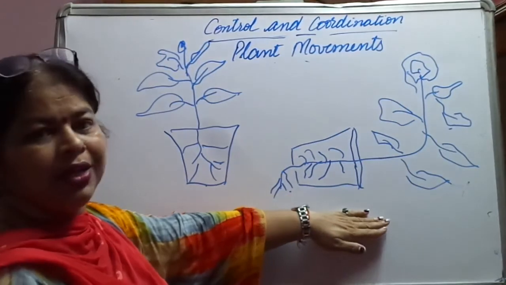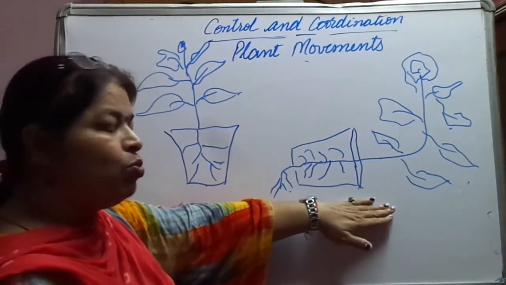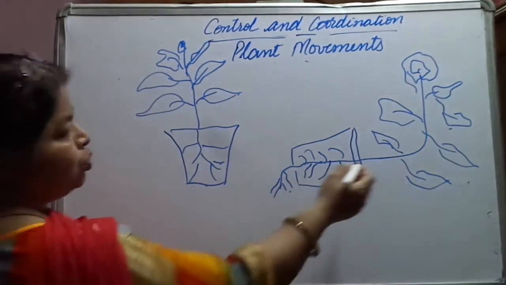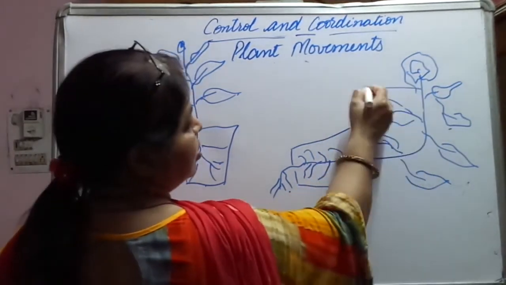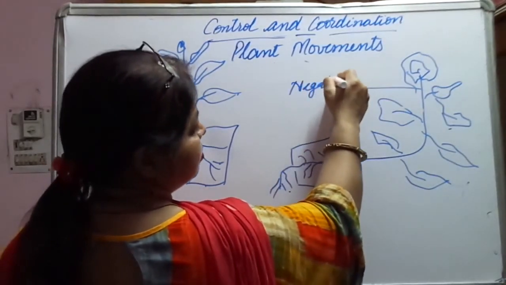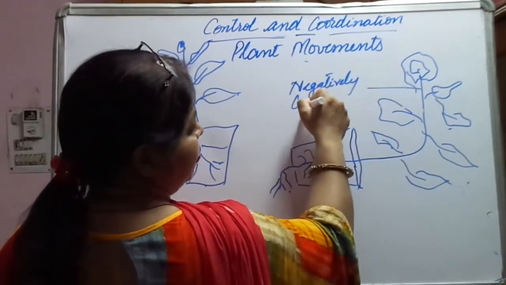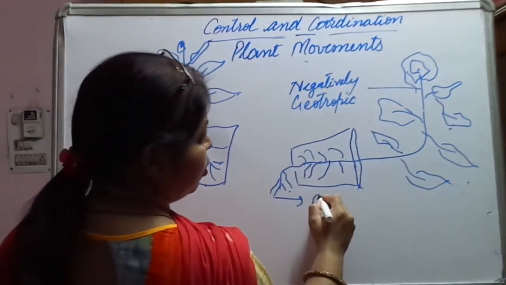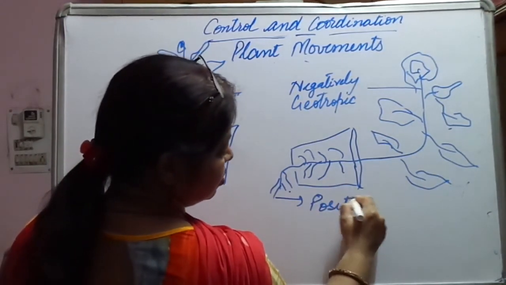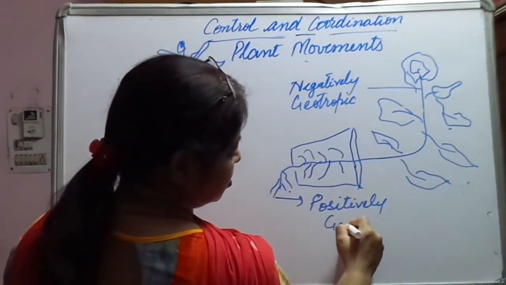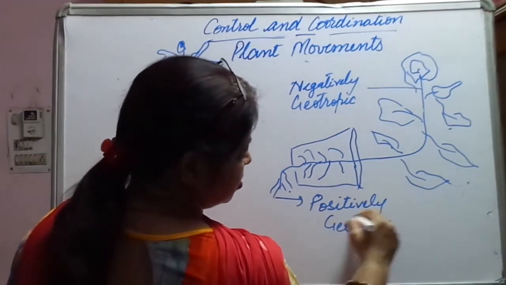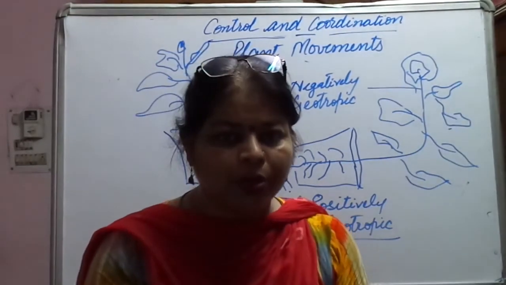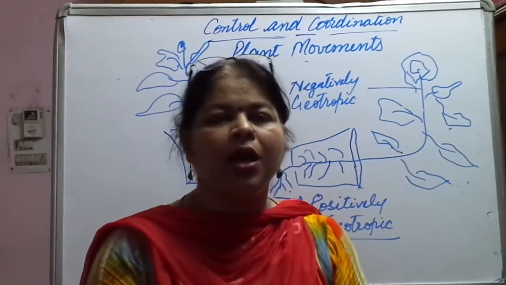So this is how we can show the tropic movements caused due to the gravity of the earth, or we can say that the shoot is negatively geotropic, while the root is positively geotropic. So I hope these two tropic movements that we discussed, phototropic movements and geotropic movements, are clear to you.